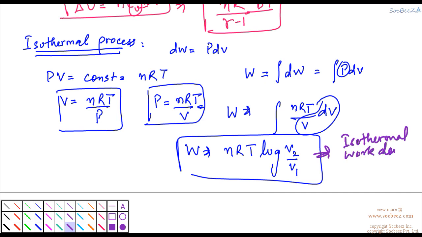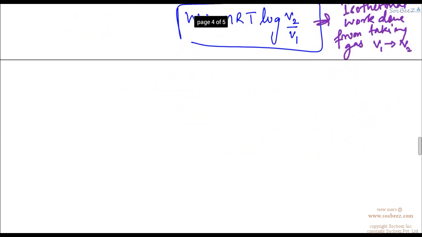Isothermal work done from taking gas from V1 to V2. Isothermally, a gas is taken from a volume V1 to V2. This is the amount of work done. We have used just the ideal gas equation and tried to evaluate the integral, that is integral of PdV. Now we knew that PV is equal to constant, so we tried to substitute its value from the ideal gas equation in this formula and tried to find the value. Right?